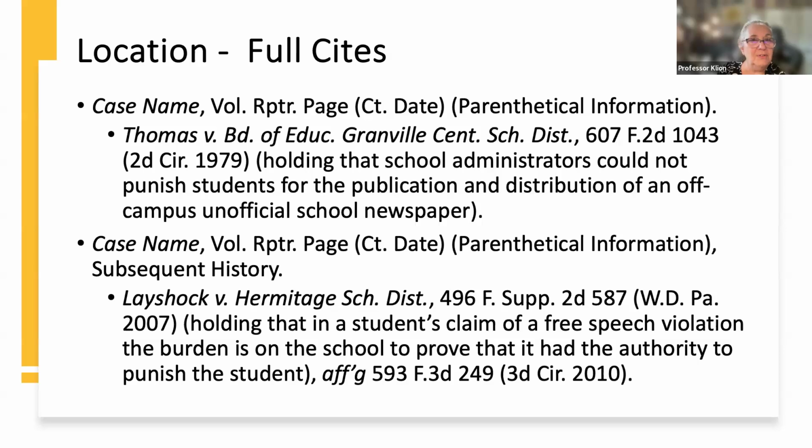So here, when you have subsequent history, why would you use subsequent history? Well, if the case is rather new, you would need to use subsequent history. If the case has been overruled, you would need subsequent history. But here, so you see Lay Shock, you have the whole cite. Then the parenthetical starts holding that in a student's claim of free speech violation, the burden is on the school to prove that it had the authority to punish the student. Then your subsequent history is affirmed with the case cite and the Third Circuit case that affirmed the Western District of Pennsylvania's opinion.